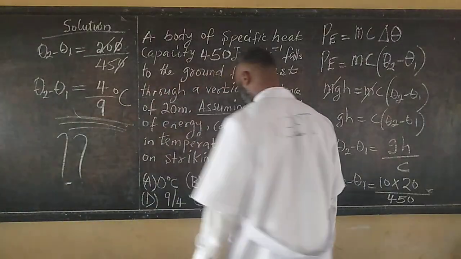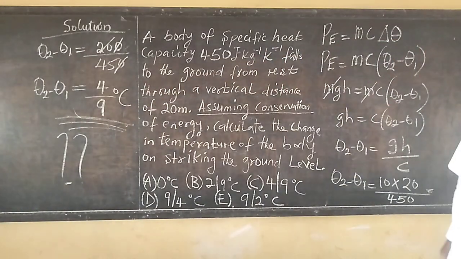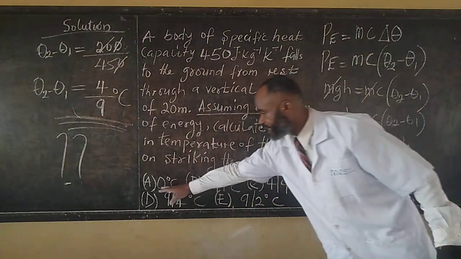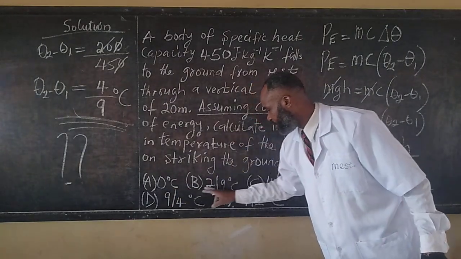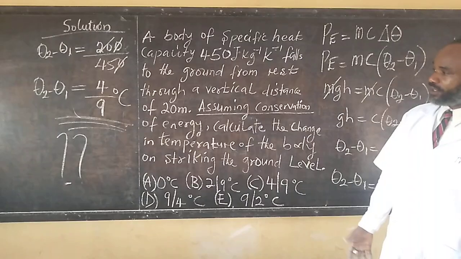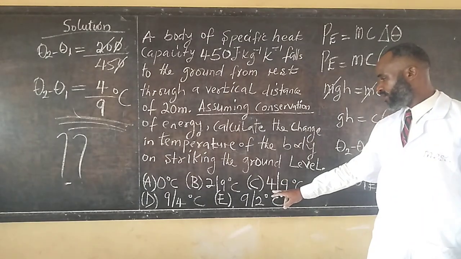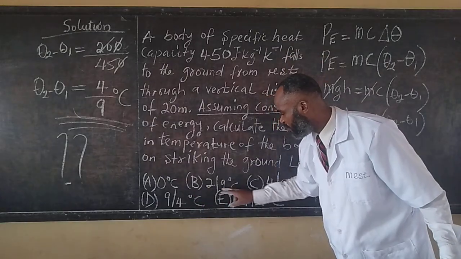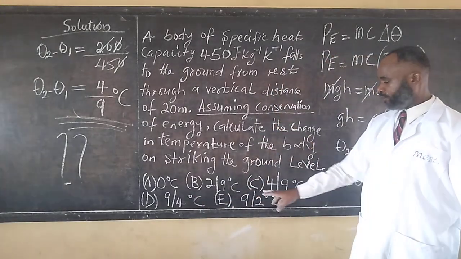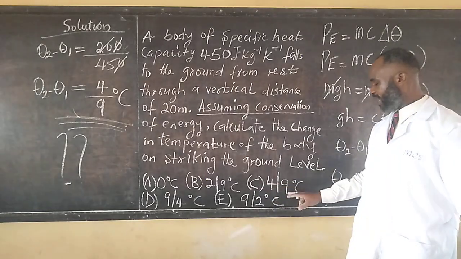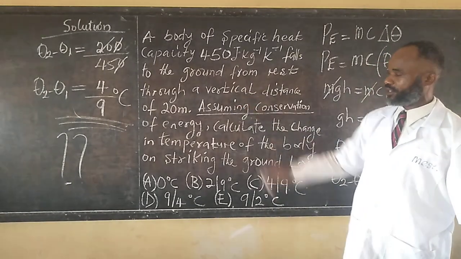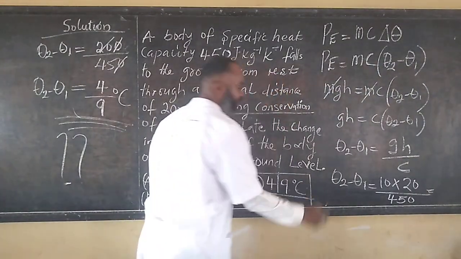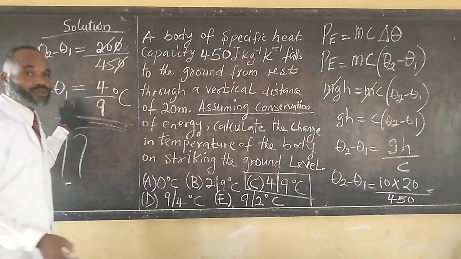So check which of the options is correct. Option A, 0 degrees Celsius. Option B, 2 over 9 degrees Celsius, is not it. Option C, 4 over 9 degrees Celsius. So option C is the correct option. This is the most appropriate option according to what we have here.